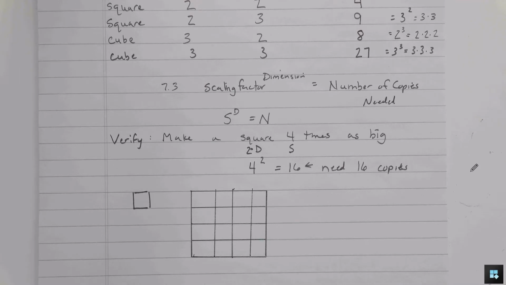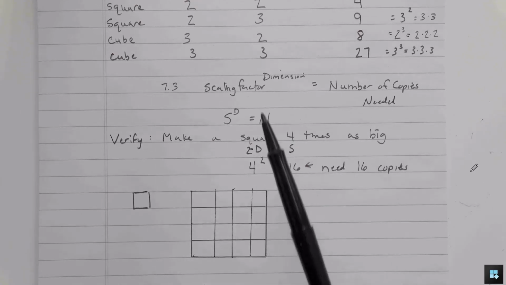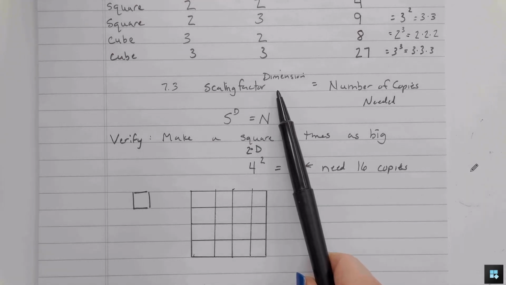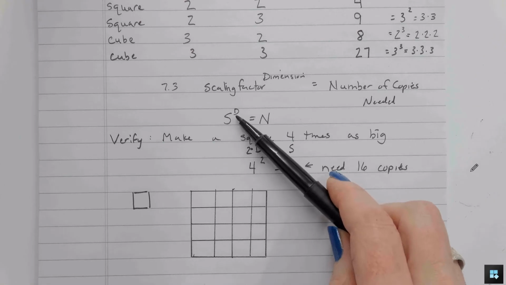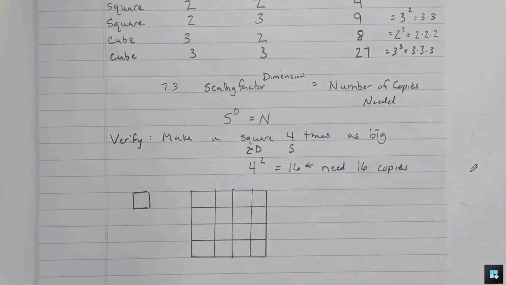So to make a square 4 times as large did need 16 copies. 4 rows of 4 columns of squares. So this is our general formula for calculating dimension. One way to calculate dimension. Dimension is the exponent you raise the scaling factor to get the number of copies you need to make that size figure. Well, fractals then, let's take a look at some fractals and see what dimension those are.